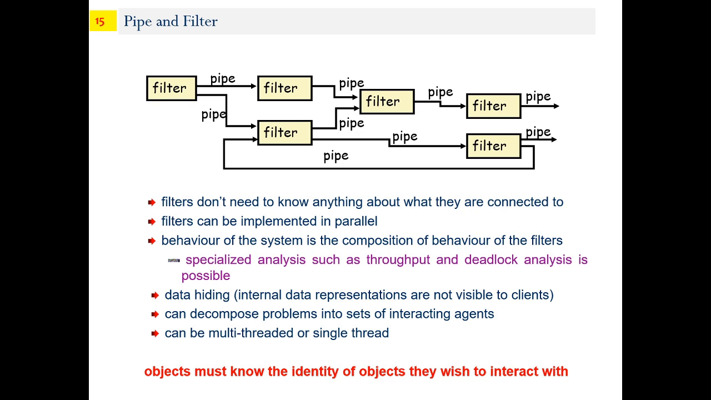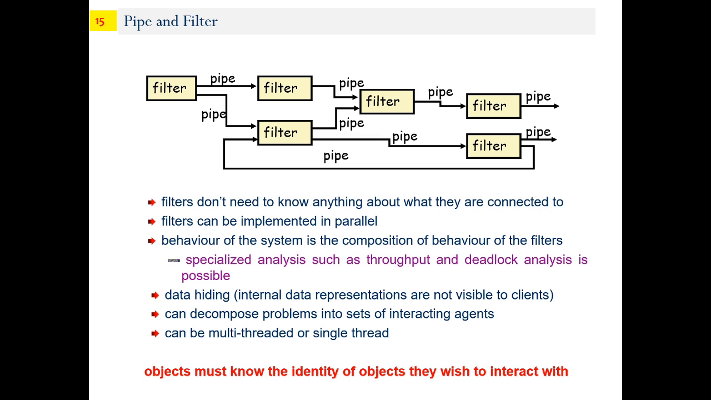Multiple filters you can observe. They are connected through pipes, and filters don't know anything about what they are connected to. Very, very important. And filters can be implemented in parallel. Of course, it is the job of the pipes to interconnect the filters all together. So, data hiding, that is, internal data representations are not visible to clients. That is a good aspect of the pipe and filter architectural style.